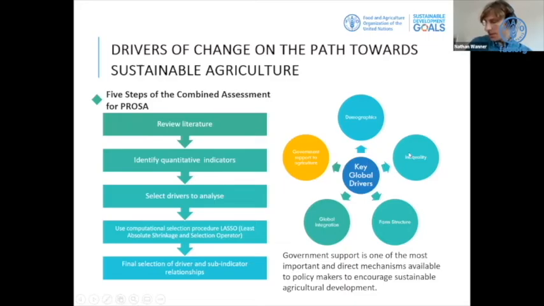The drivers of change were split into these 5 different sections, which are looking at demographics, inequality, farm size structure, global integration of agriculture, looking, for example, at foreign direct investment and agricultural exports, and government support.